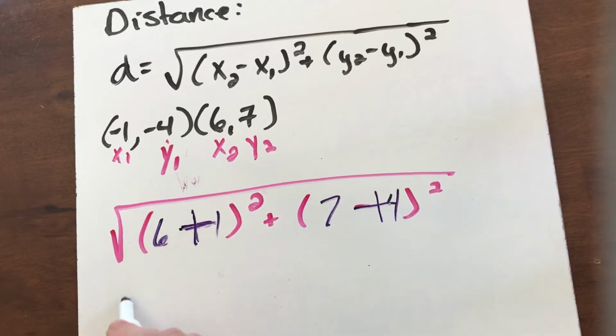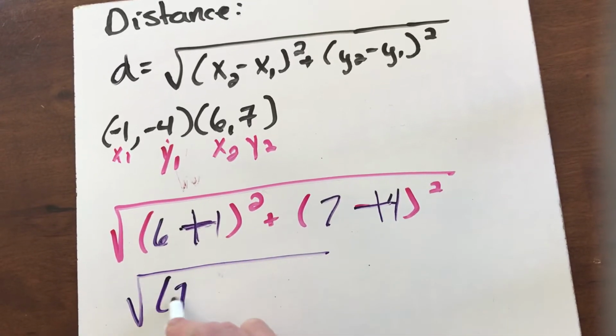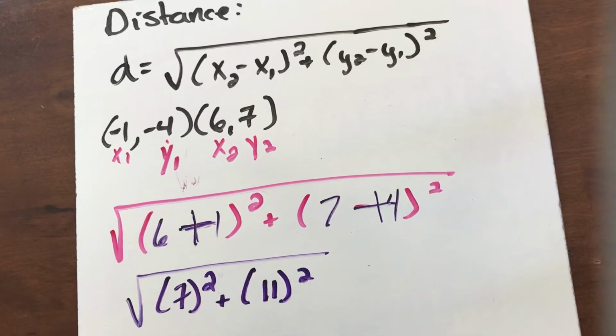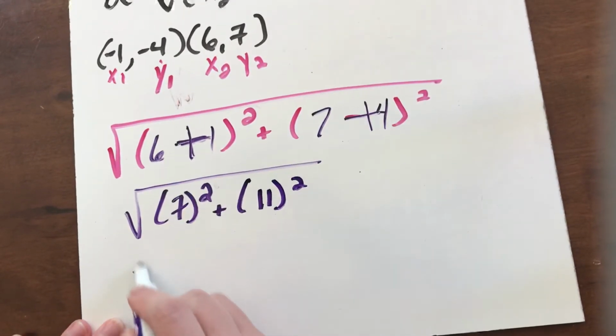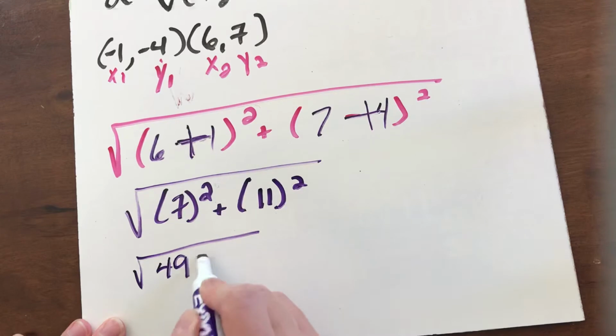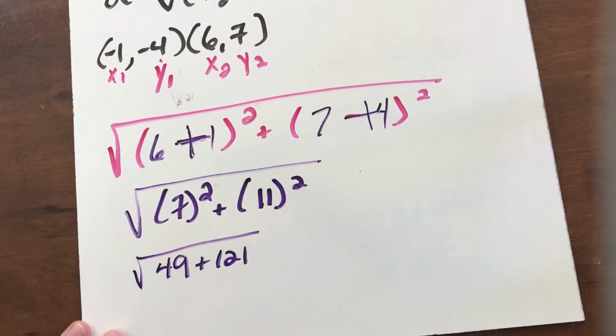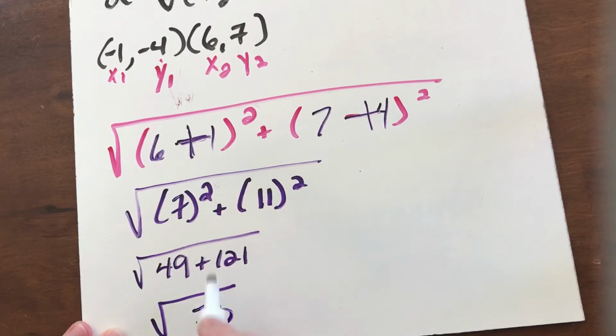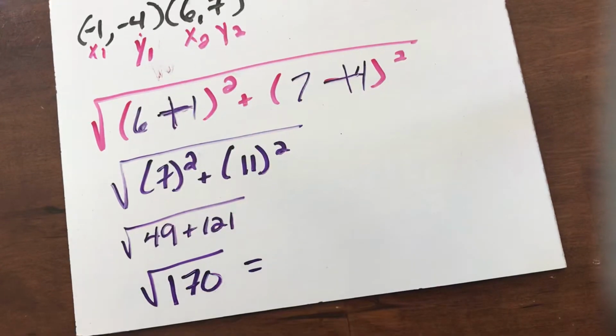So now I have 6 plus 1, which is 7. I have 7 plus 4, which is 11. I've got to square those first. So we've got 49 plus 121. Then we're going to add them together. 9 and 1 is 10, carry 1. 3 and 4 is 7, and then 1 and 0 is 1. Then the last thing you need to do is take the square root of 170.